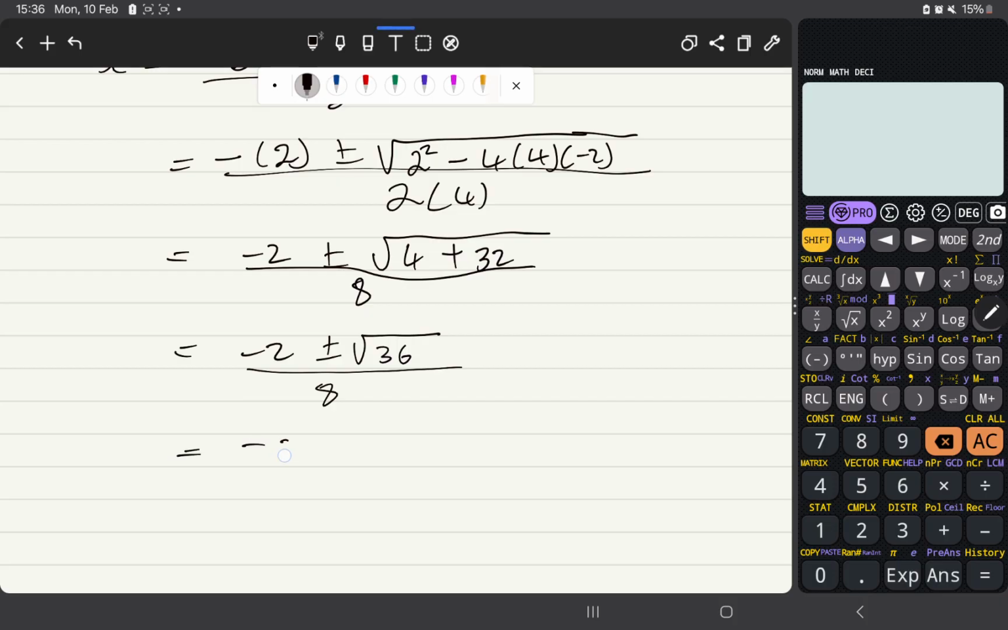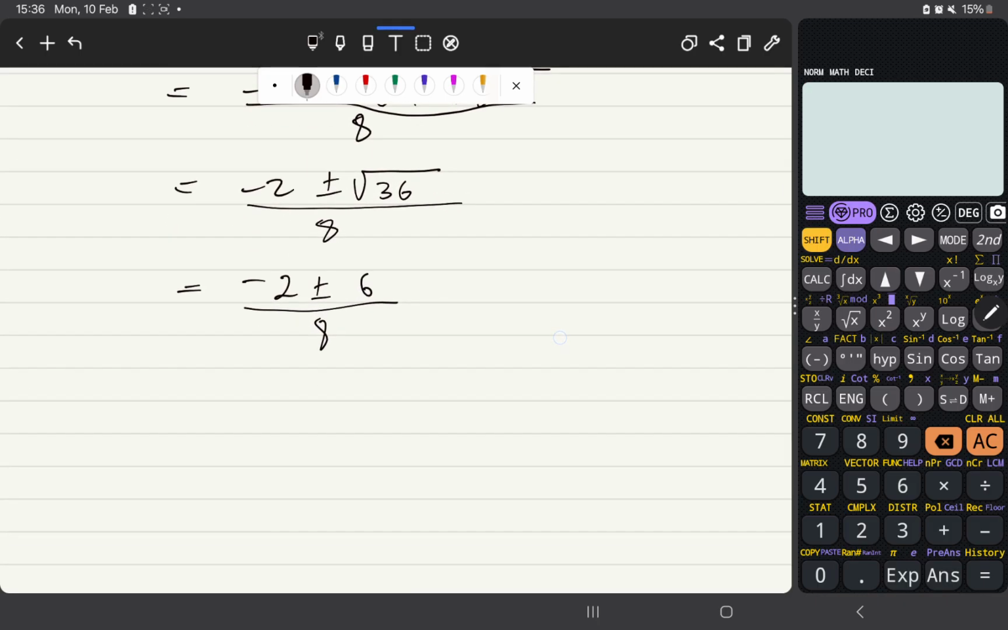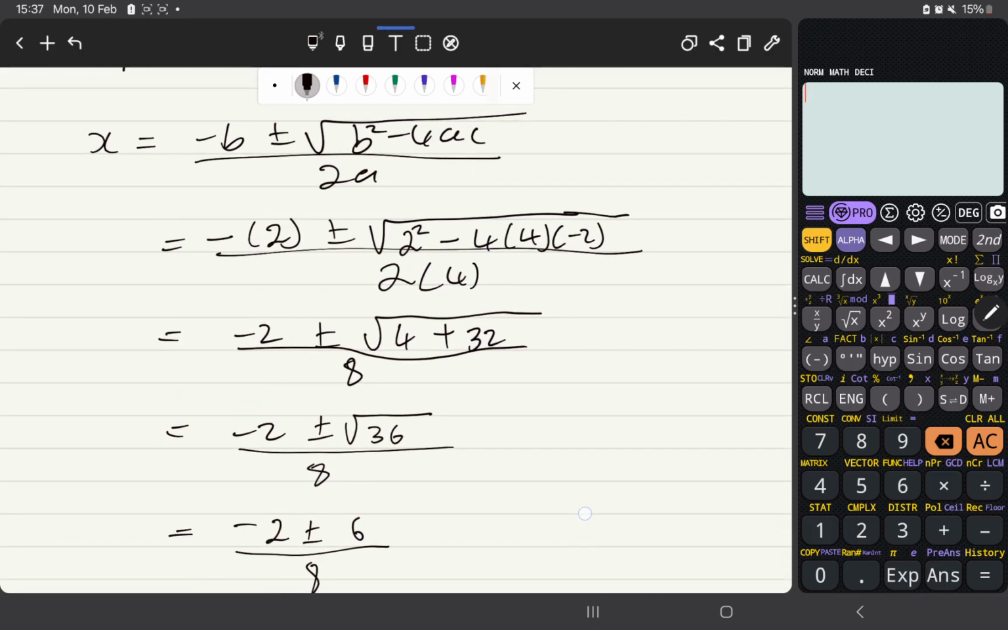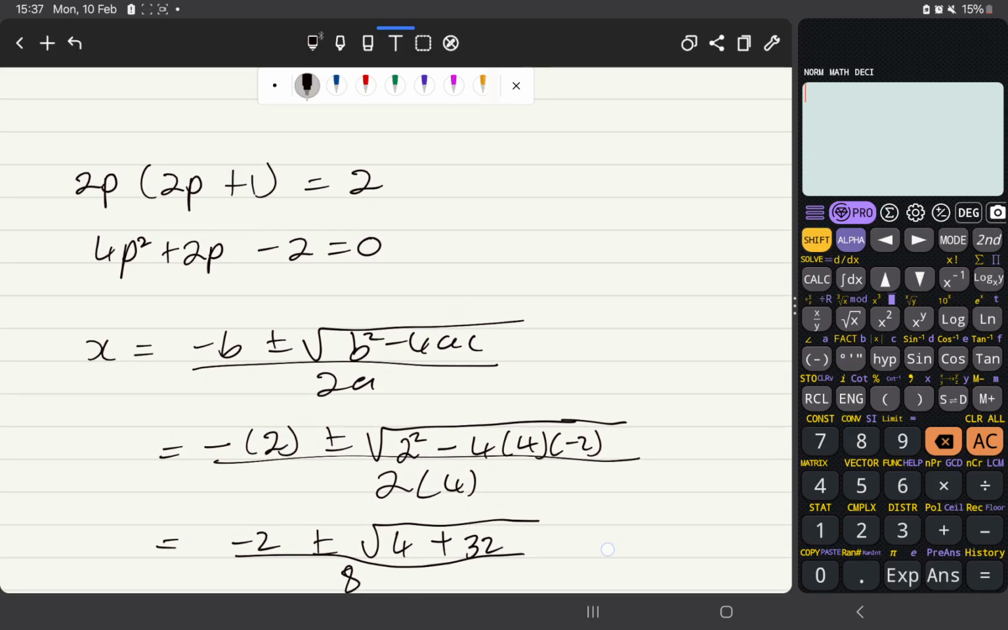So we can just say minus 2 plus or minus 6 over 8, which is minus 2 plus 6 divided by 8, or minus 2 minus 6 divided by 8. This one is 4 over 8, that's half. And that one is minus 1. Yeah, exactly that. Let's try to test our problem.